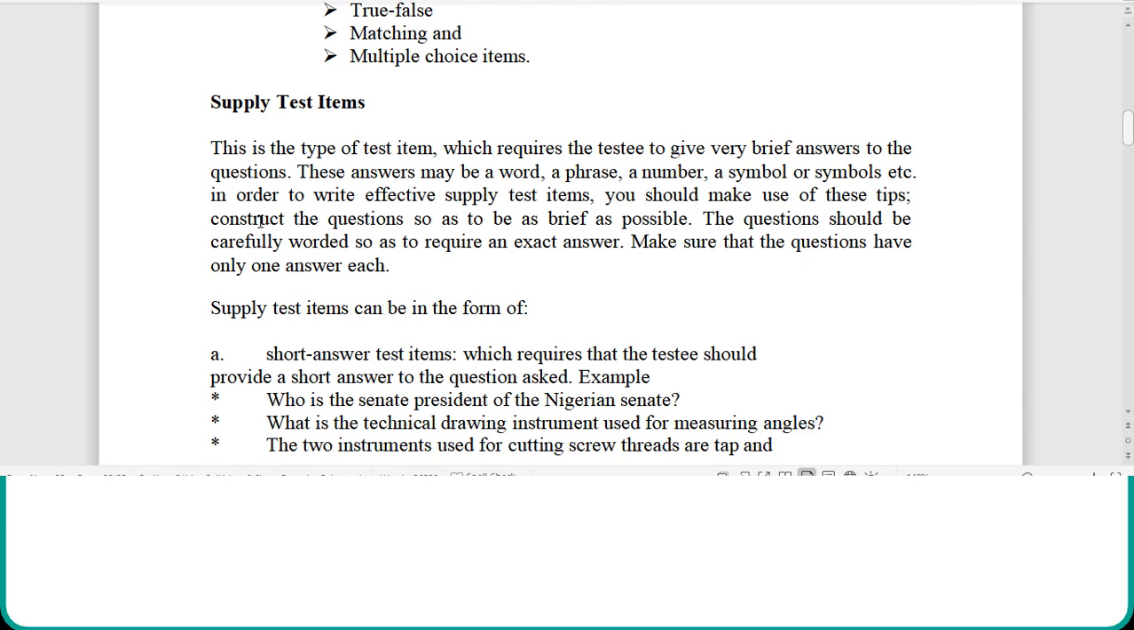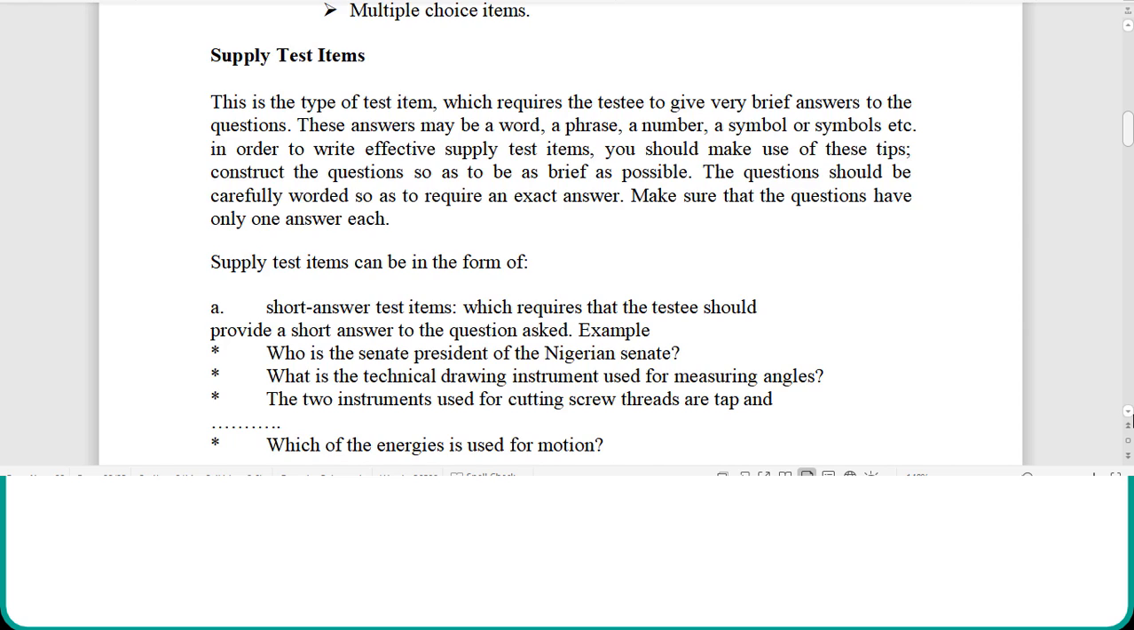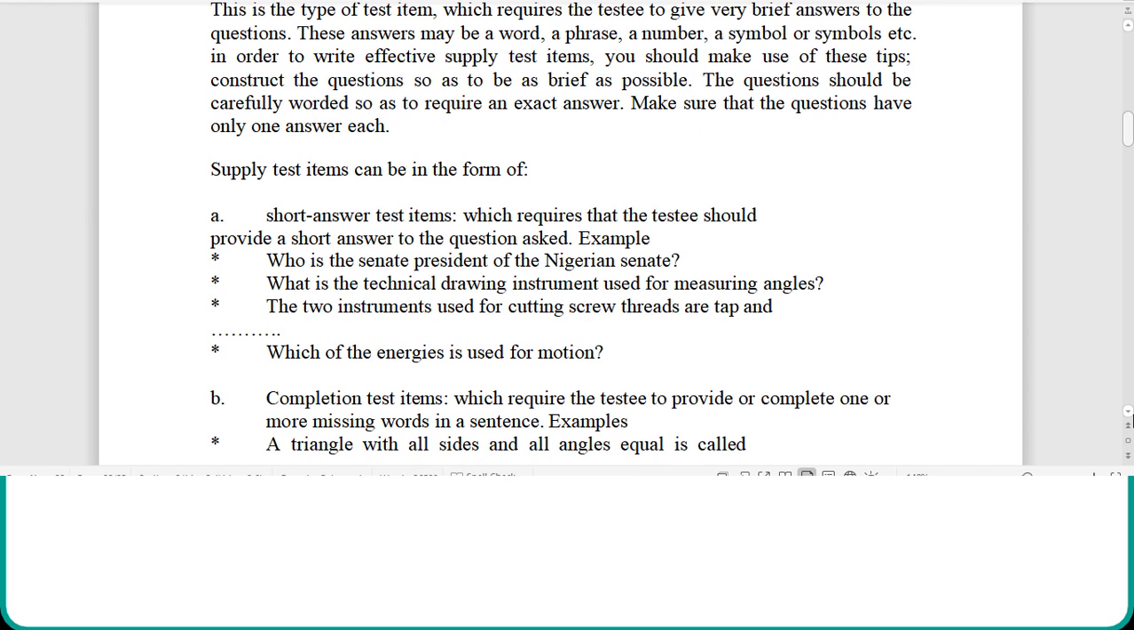The question should be carefully worded so as to require an exact answer. Make sure that each question has only one answer. Supply test items can be in the form of short answer test items, which require that the testee provide a short answer to the question asked. For example, who is the Senate President of the Nigerian Senate? Of course, it will be a name.